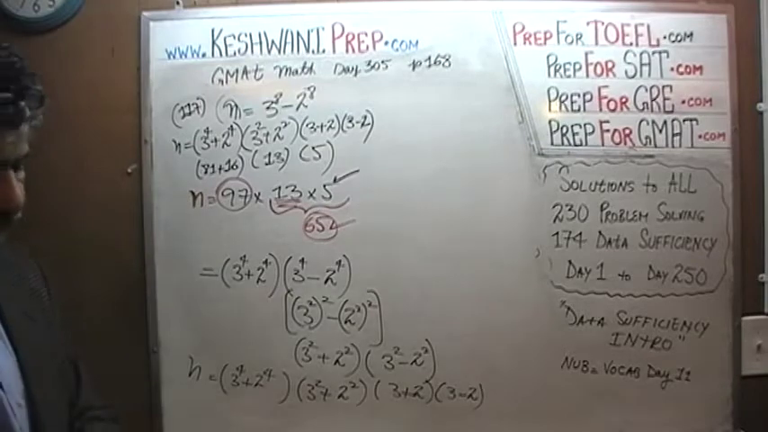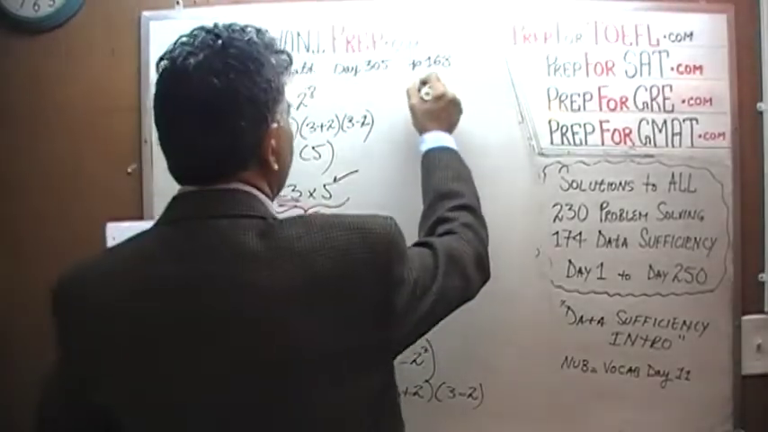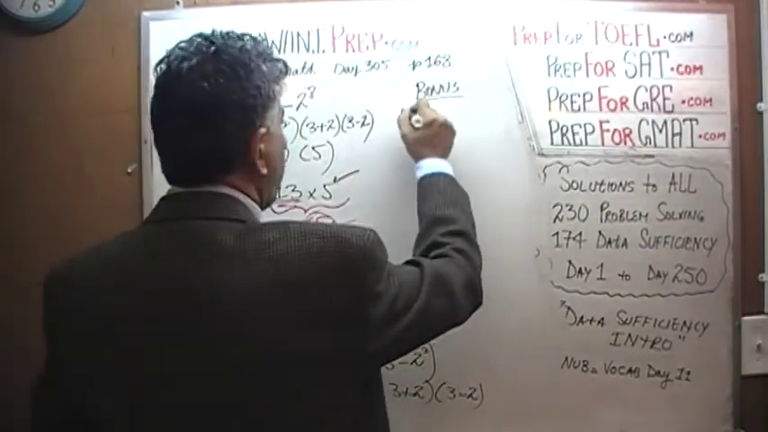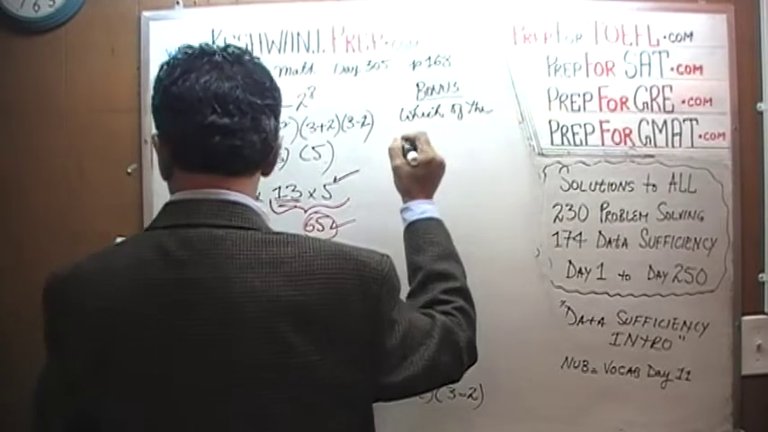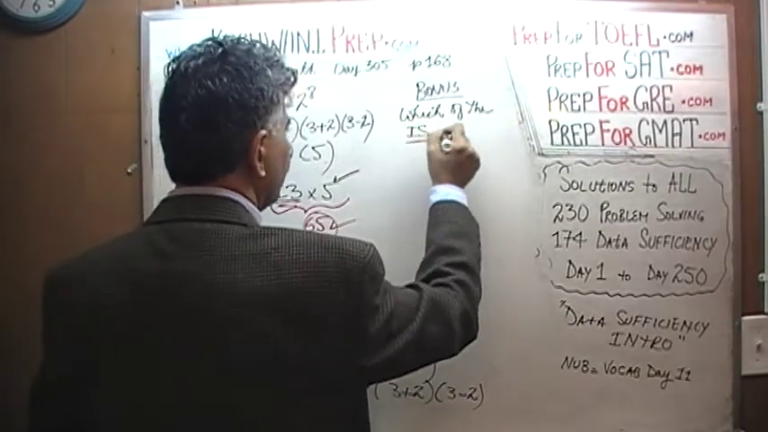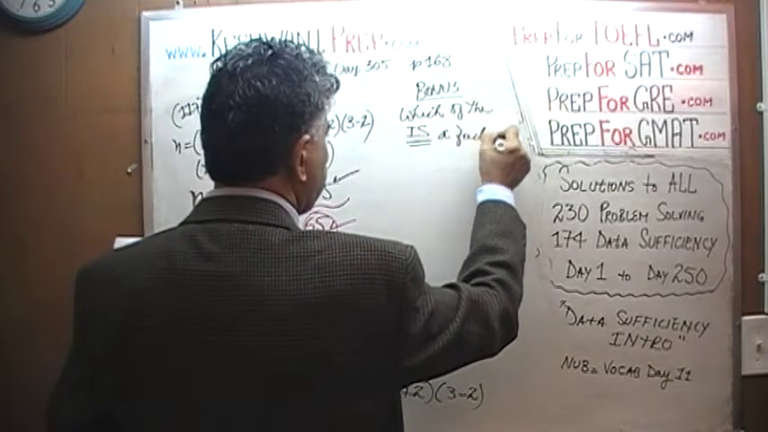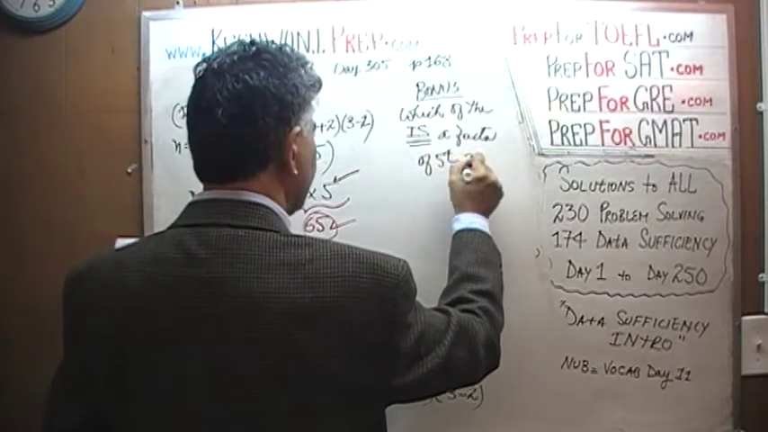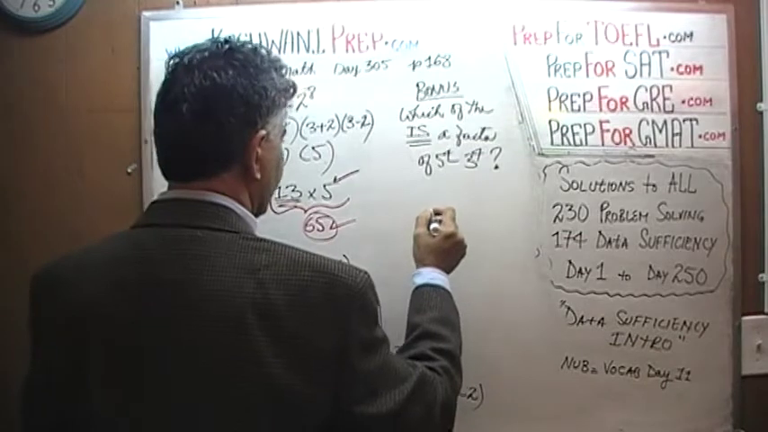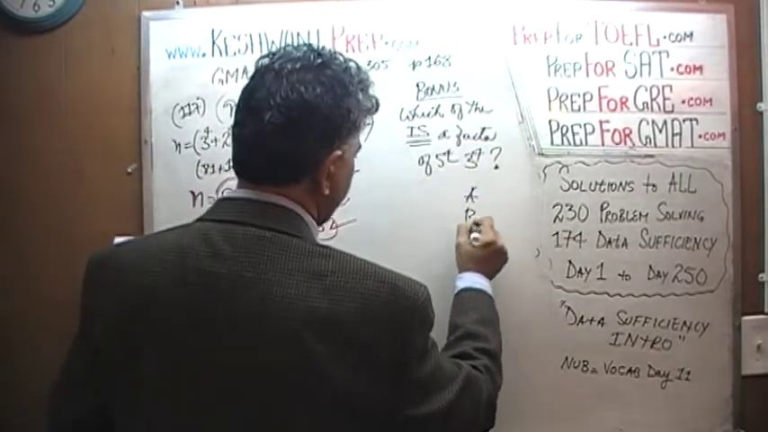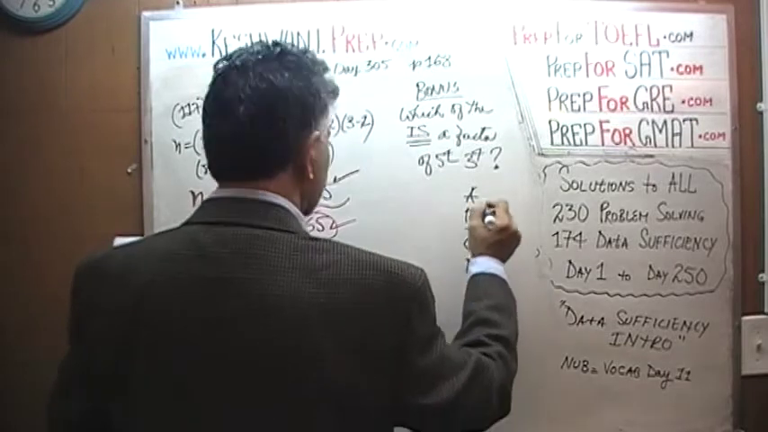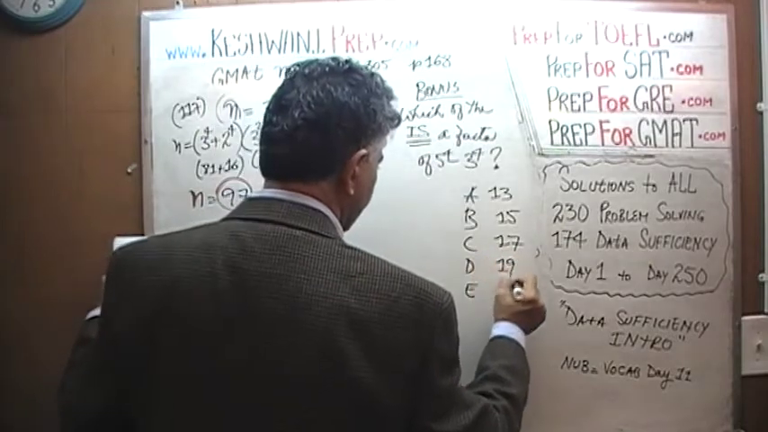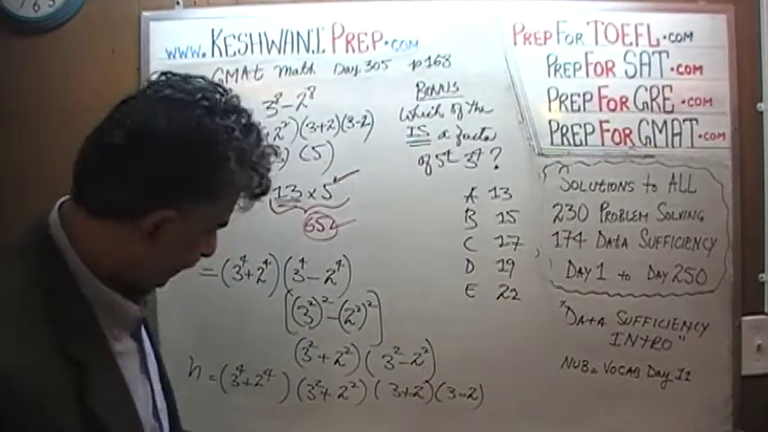Here's the next question for you. This is the bonus one. This is not in the book. Which of the following is a factor of 5 raised to 4 minus 3 raised to 4? Here are the answer choices: A, B, C, D, E: 13, 15, 17, 19, and 21.